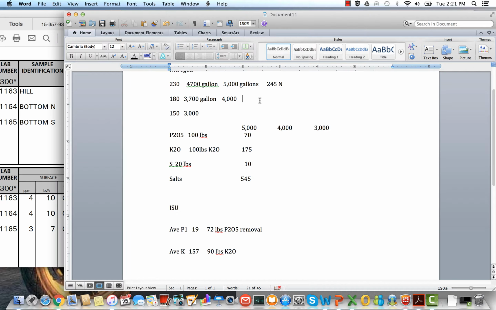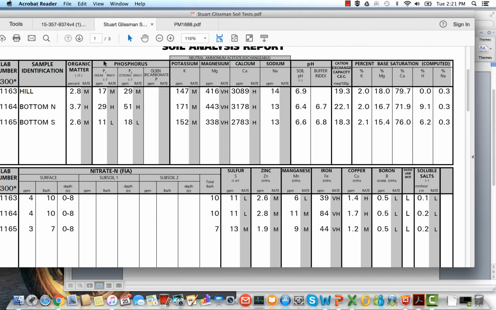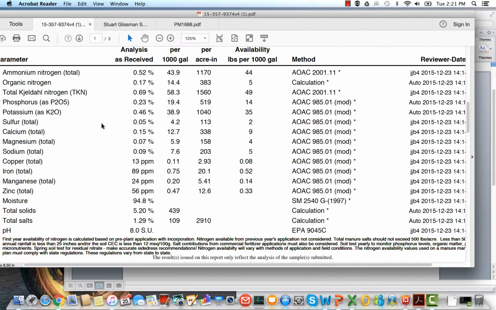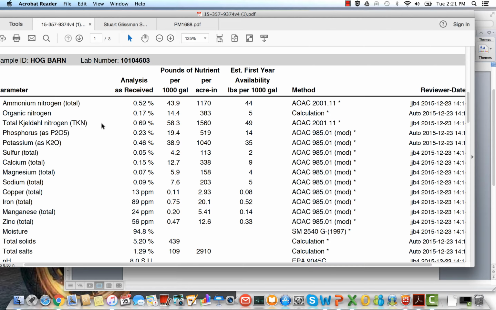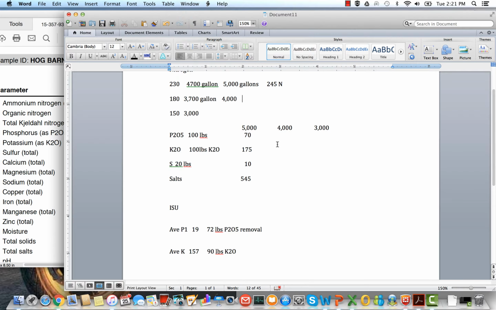So let's kind of do the same thing for 4,000 gallons. Back here to our manure report. And again, 49, so 49 times 4, 196 pounds. So that's still going to more than meet that 180 pound requirement we've kind of had out there as the normal for the farm. So that makes that number look pretty attractive.